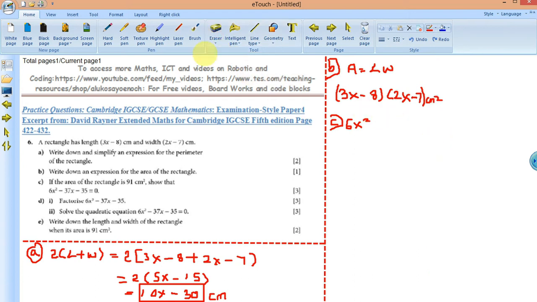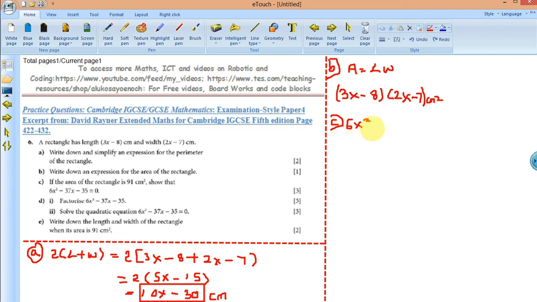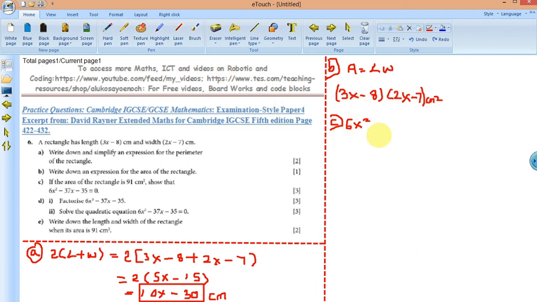Okay, so that will be 6x squared, this and this, so 3 times 7, that's minus 21x, then 8 times 2, that is minus 16x, 8 times 7, let me take a calculator, sorry about that. So that's 56, okay? So plus 56. And that equals what? Based on the equation, equals 91. So we should equate it to 91.